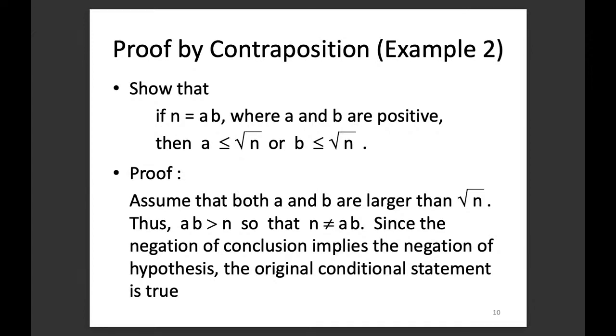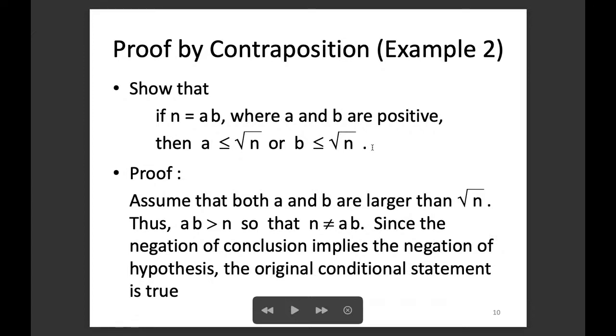Now to show this, we can use the contraposition again. So we assume that this Q part, a smaller than or equal to square root n or b smaller than or equal to square root n, is not correct. So this is of the form something or something. De Morgan's law tells us the negation is: this one is not true and this one is not true. So we are assuming that both a and b are strictly larger than square root of n, to make the negation of this part.